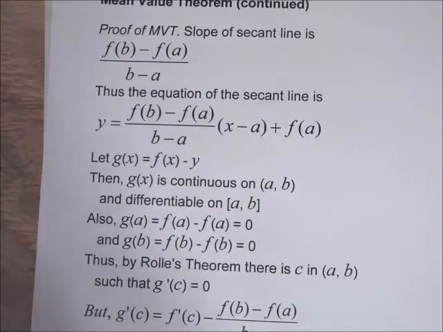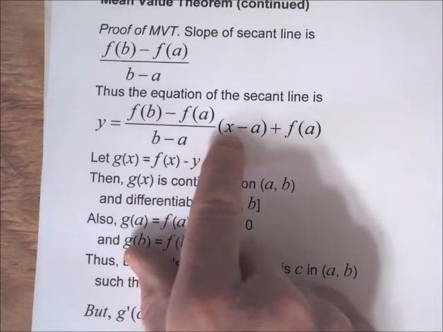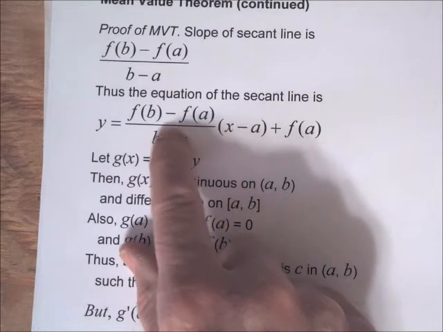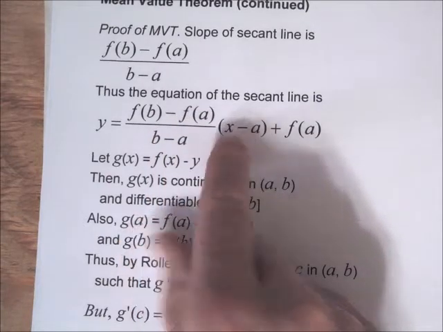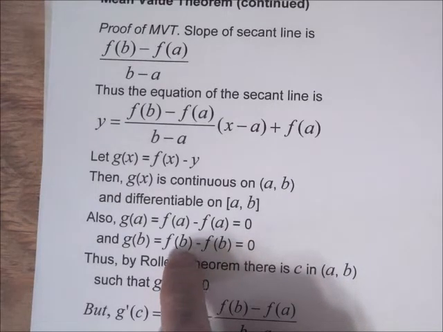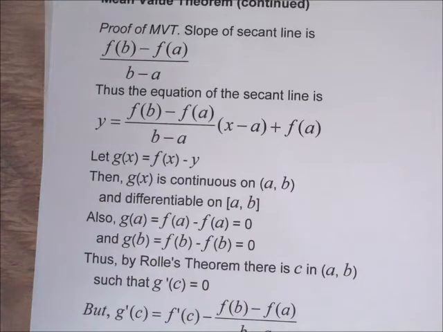g of b will be f of b minus y, but if we replace x by b in the formula for y, the b minus a's cancel. We have f of b minus f of a plus f of a, which is equal to f of b. So g of b is equal to f of b minus f of b, which is 0. So by Rolle's theorem, there's a point c in the interval (a, b) such that g prime of c is equal to 0.